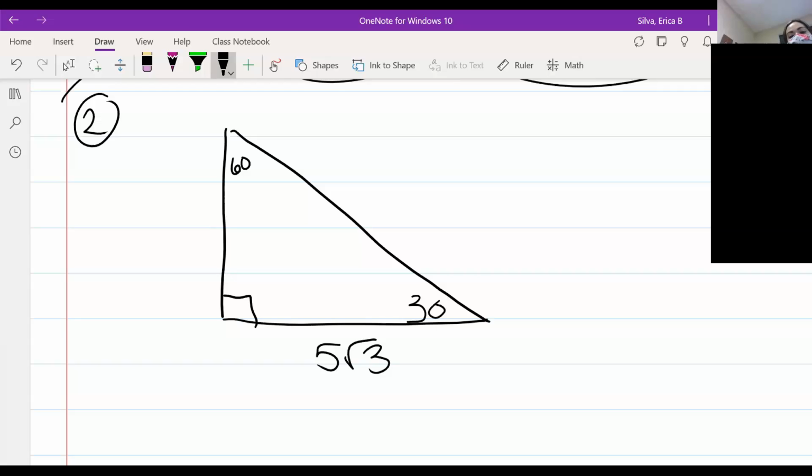So let's look at our smallest angle. Draw a line across from it because we need to identify what each side is. That means this is my short side. The side across the 90 degree angle is my hypotenuse. And that means they're giving us our long side.